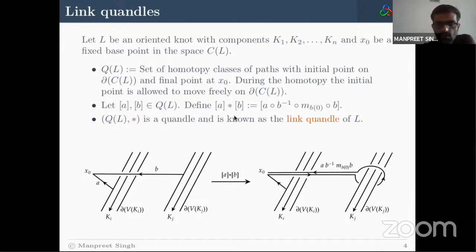The diagrammatic interpretation of this operation is depicted here. Suppose we have two elements A and B. We define A star B as follows: we first move along the path A, then we travel along the path B inverse, then we go around the meridian at the point B naught, and then we come back along the path B to the point x naught. One can check that this operation is well defined, and under this operation the set QL forms a quandle, known as the link quandle.